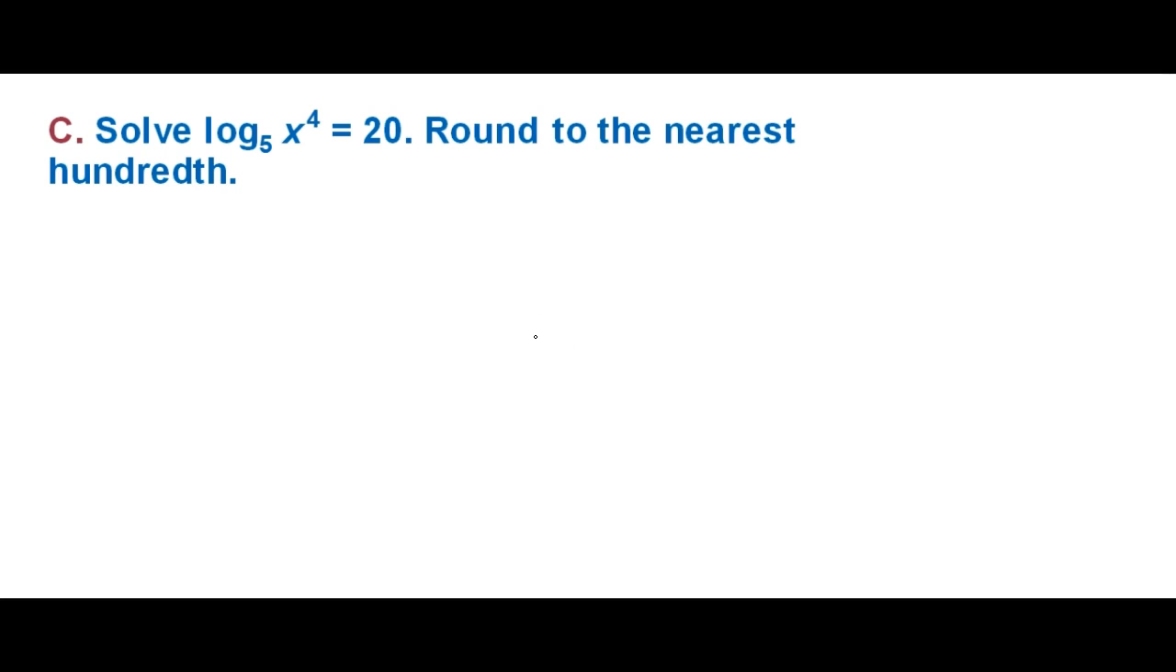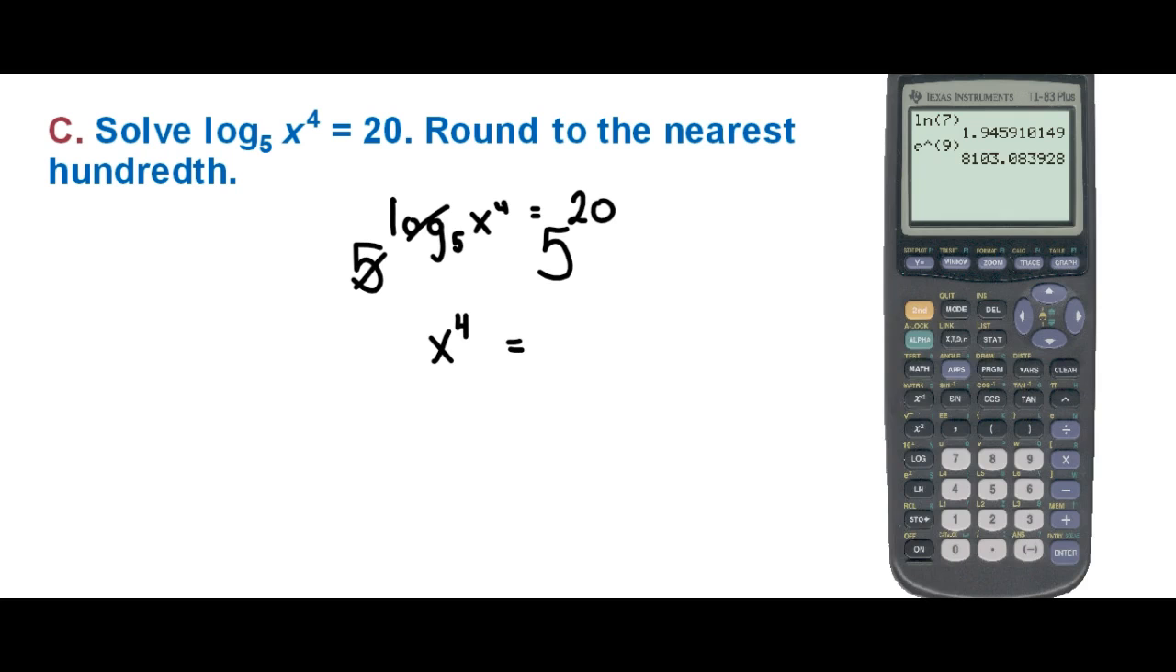And in a very similar way with this one, we have log base 5 of x to the fourth equals 20. Instead of taking 10 to the power, we're just going to go ahead and take 5 to the power of both sides. So 5 to the log base 5 of x to the fourth is just going to be x to the fourth. 5 to the 20th power, that's going to give us 9.54 times 10 to the 13th.